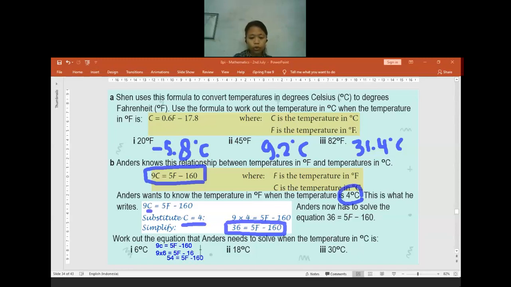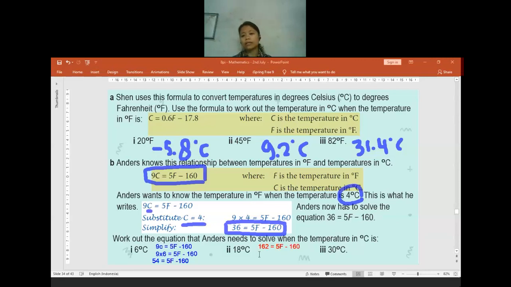Is there anyone who is still confused or has difficulties? Please feel free to ask. Do not stay quiet. It's okay to clarify any doubt. No question? Okay, let us continue to question 10b2. What equation will I get in question 10b2? Hello? It will be 162 is equal to 5F minus 160. Okay, thank you.